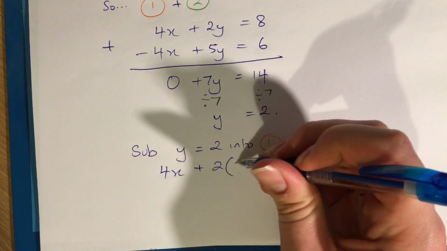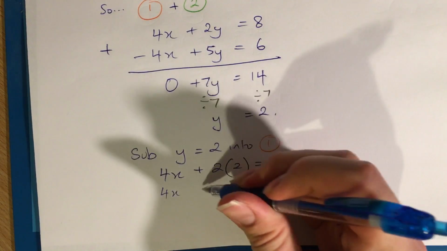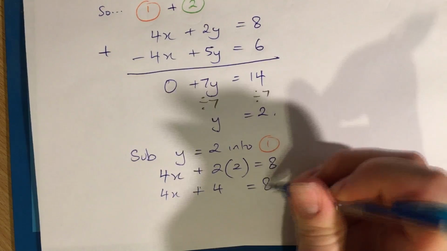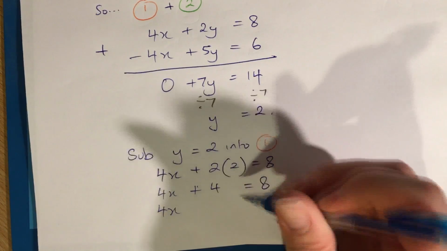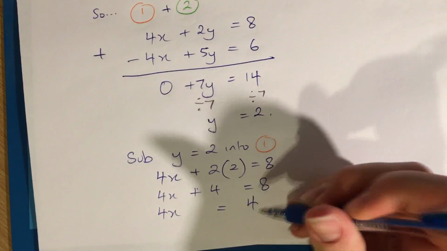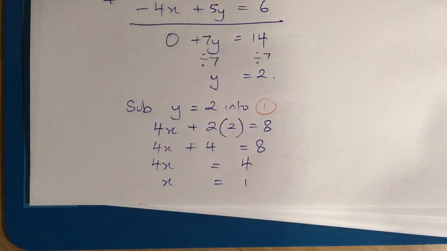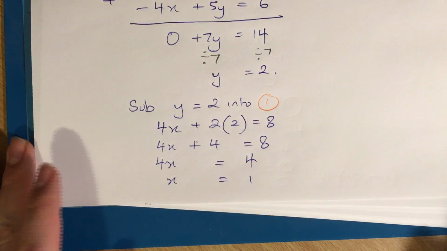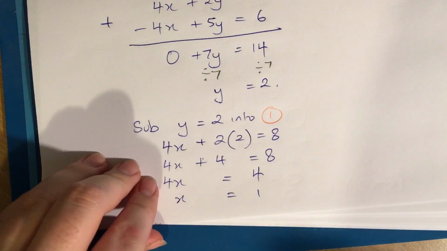Simpsons reference, never mind. So 4x plus 2 times 2, which is 4, is equal to 8. 8 take away 4 is going to make that 4. Divide both sides by 4, and I get x is equal to 1. Hooray! Good! So that's fine.